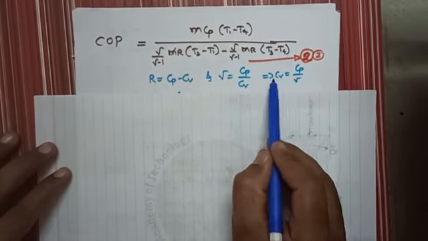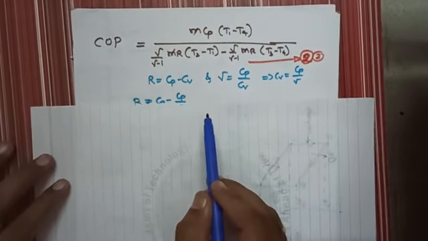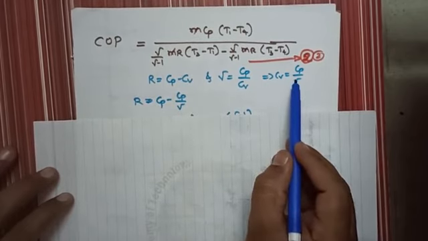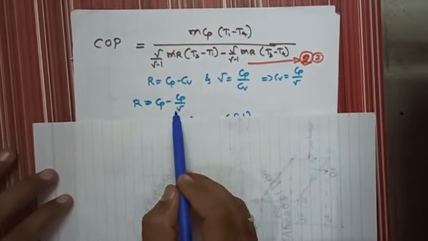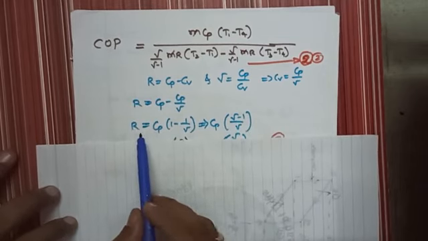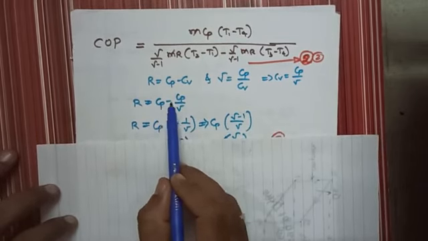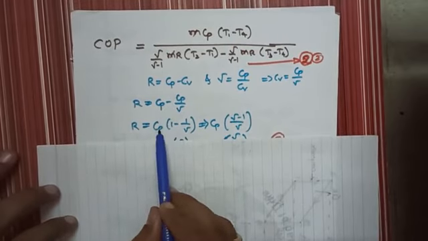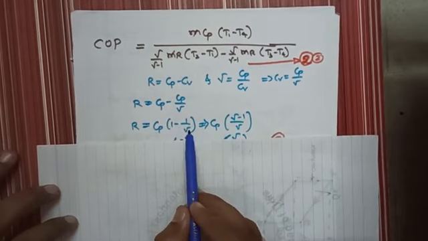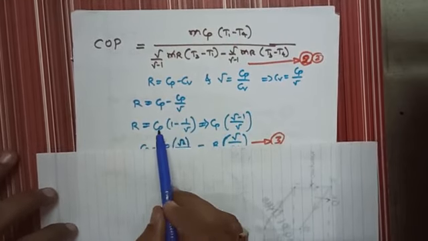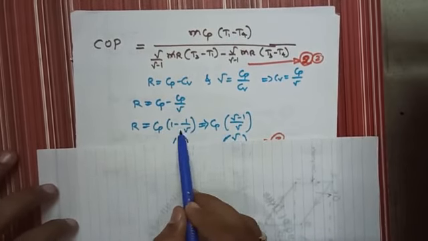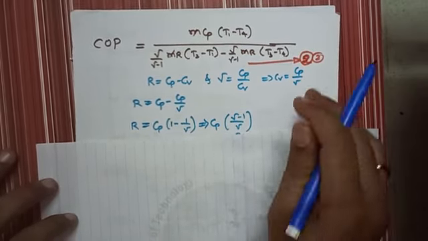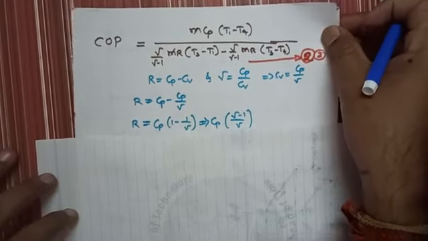Now I will substitute this Cv in this equation. So R is equal to Cp. What is the value of Cv? Cv is here, Cp by gamma. Now I will take Cp common between these two terms. So R is equal to Cp outside, 1 minus 1 by gamma. I will take LCM gamma, so gamma minus 1 by gamma. Gamma value is maybe 1.4.